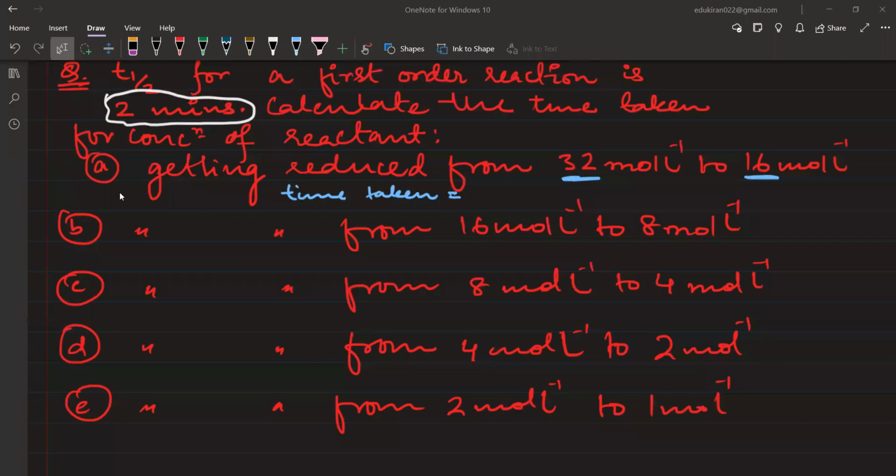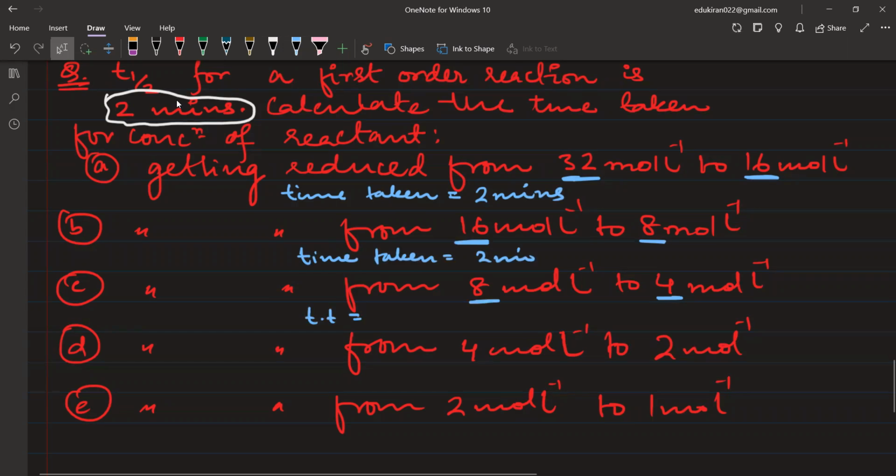Sir, 2 minutes. Okay. Simple है, बहुत ही आसान है, बिल्कुल direct है. This is equal to how much? 2 minutes. Similarly, if you are starting from 16 and going to 8, this will also take how much time? 2 minutes. Starting with 8 and reaching 4, this will also take how much time? 2 minutes.